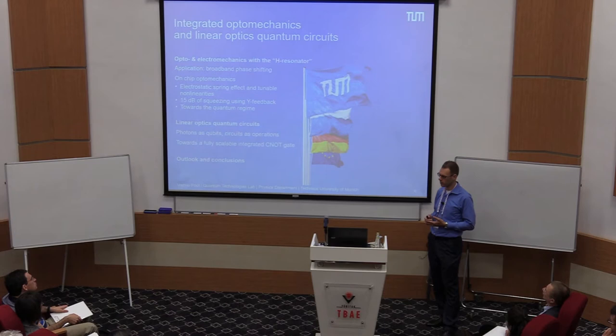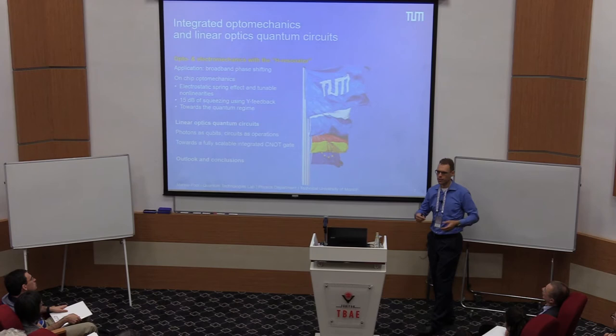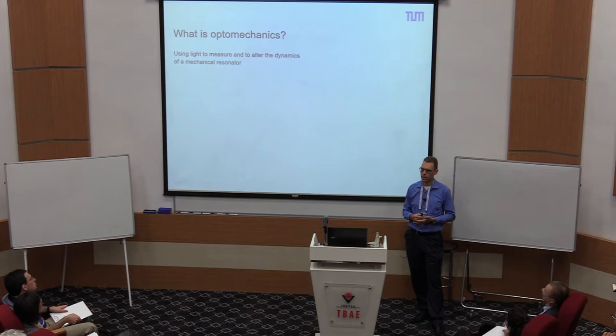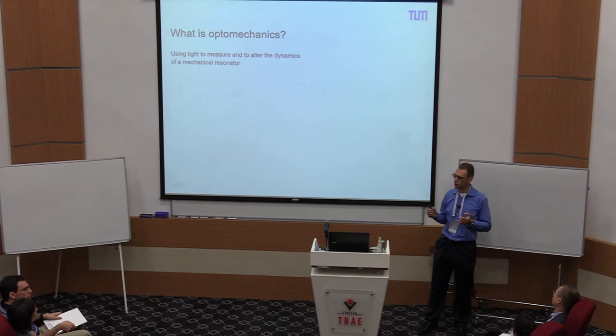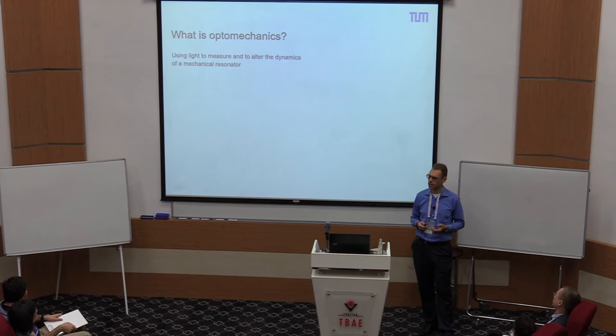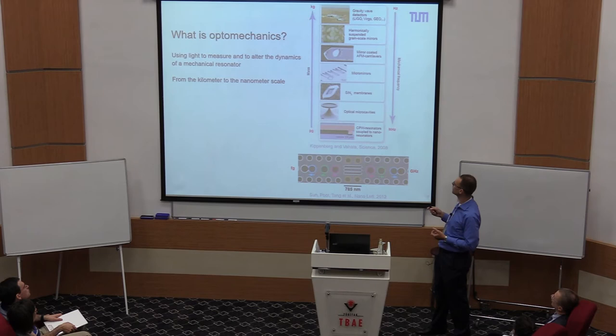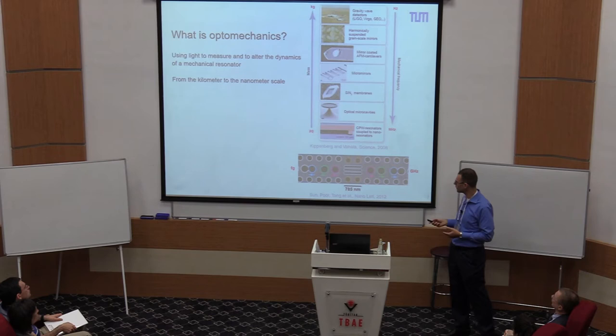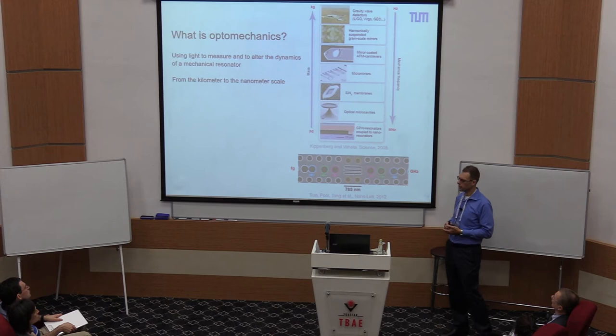So I think we have a very diverse group of people here in this room. So I first want to explain to you, what do we actually mean by optomechanics? Well, optomechanics is the field where people use light to measure and to alter the dynamics of a mechanical resonator. A mechanical resonator can be almost anything, because they range from kilometer-long gravitational wave detectors, where there are very heavy mirrors that weigh kilograms and that are moving at a few hertz, a few times per second, all the way to these nanofabricated devices that have masses of just a few femtograms and oscillate at gigahertz rates.